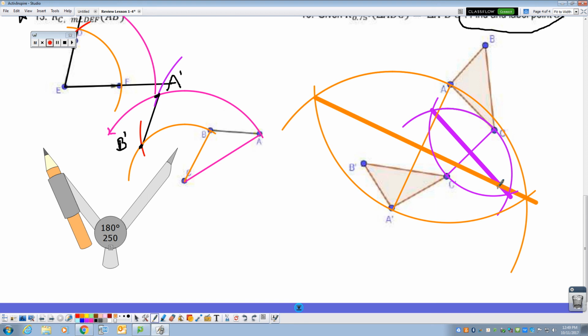And where those perpendicular bisectors meet, that is my center of rotation. And now the step you don't want to forget is it does say construct and label, so don't forget to label that as point O.